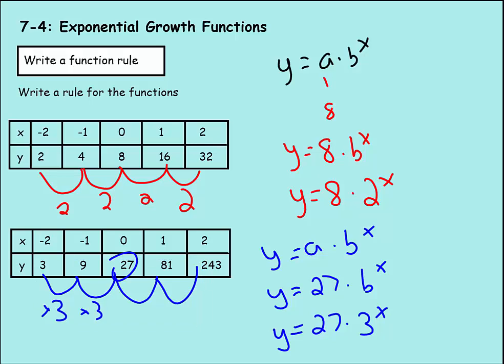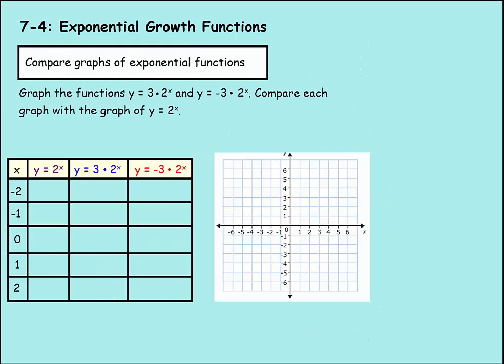We could test our answer too. Let's try negative 2 for x. So 3 to the negative second would be 1/9. 27 times 1/9 would be 27 over 9, which would be positive 3. So that would work. So here we're actually going to chart out some exponential functions and we're going to graph them.